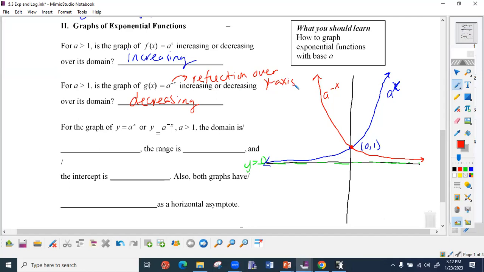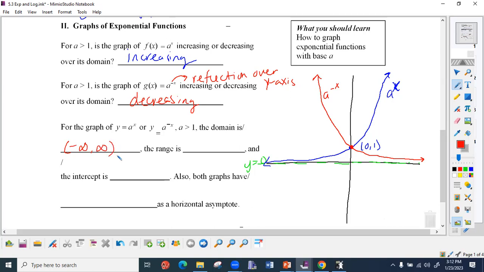Yes. Okay, going back to our parent functions, what is the domain and range of our parent function? What's the domain? Left to right, negative infinity. There we go. All real numbers. Negative infinity to positive infinity is our domain.